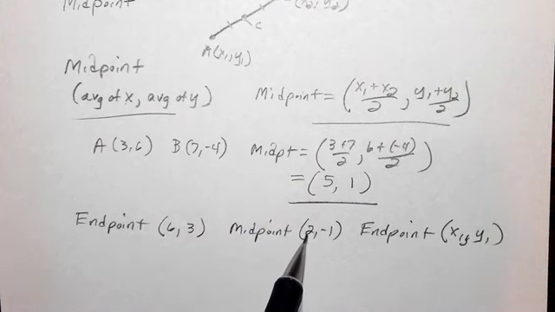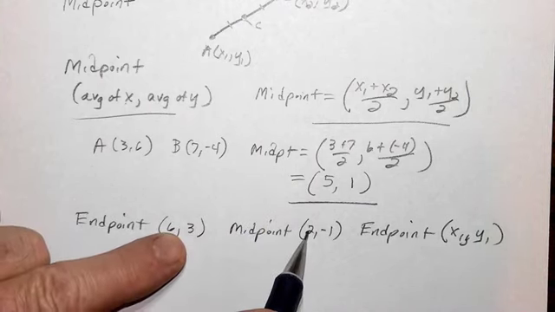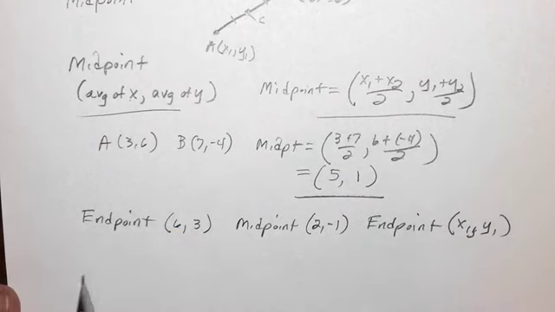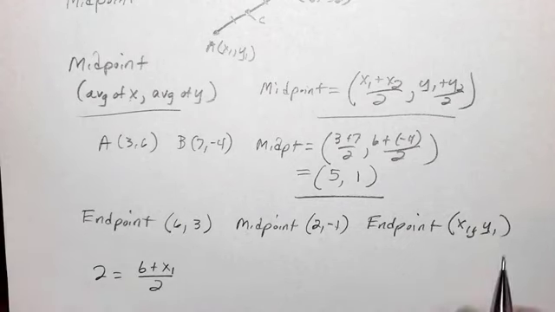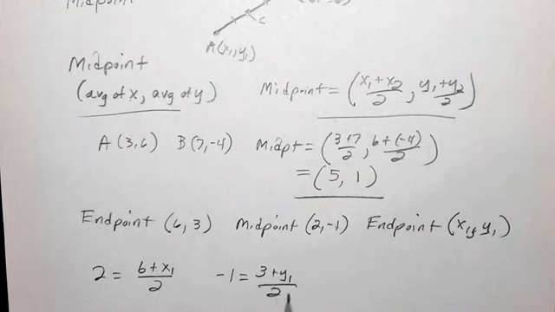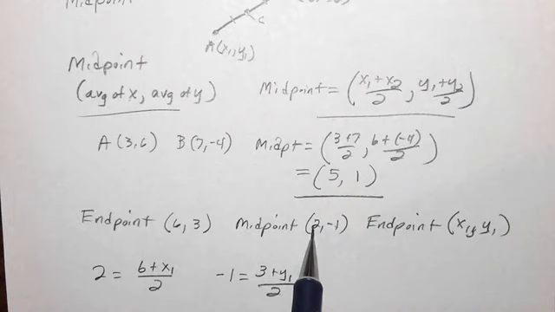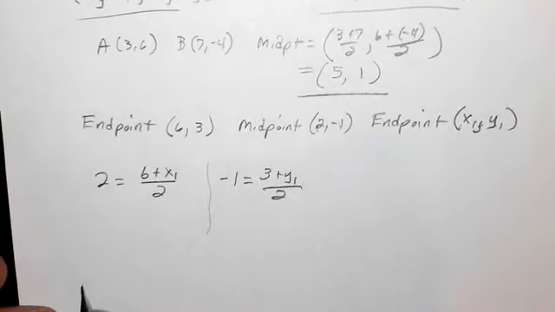So this value right here is the average of 6 and x1. So I can say that 2 is equal to 6 plus x1 divided by 2. And I can say that -1 is the average of 3 and y1, 3 plus y1 divided by 2. And so you just take the value from the midpoint and set it equal to the average of that part of the point, the x value or the y value, whichever one you're dealing with. Now it's a matter of just solving these two little equations for x1 and y1.